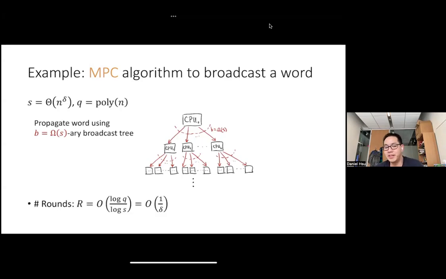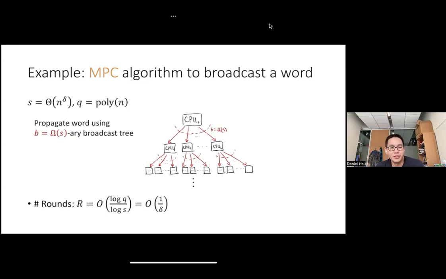Basically, the number of rounds will be just the depth of the tree, and you can work out what happens with this B-ary tree, where B is roughly S. You would just get a constant number of rounds needed to solve this broadcast problem. Okay, so that's an example of the kinds of things you can do in the massively parallel computation model with very, very small memory per machine.